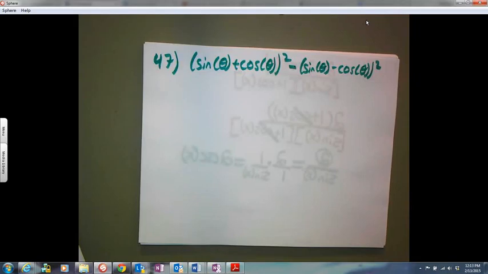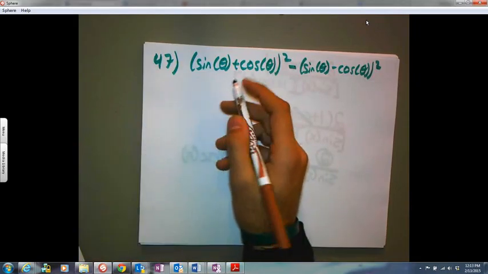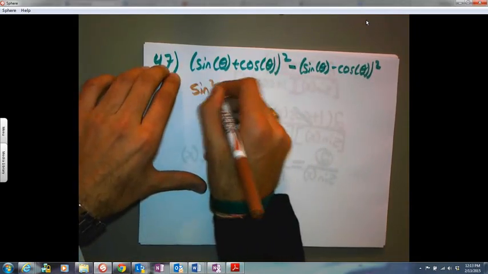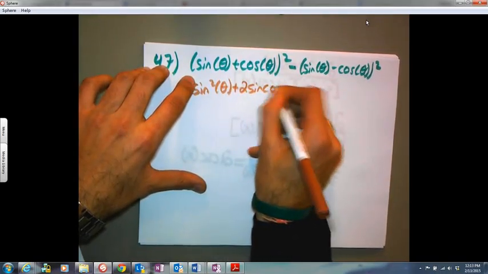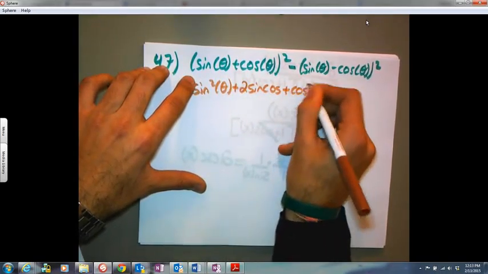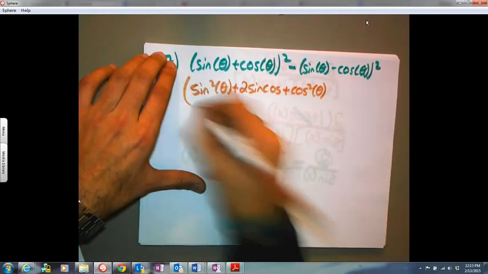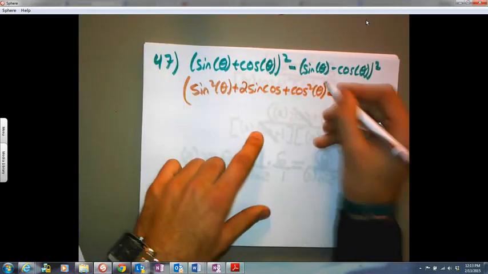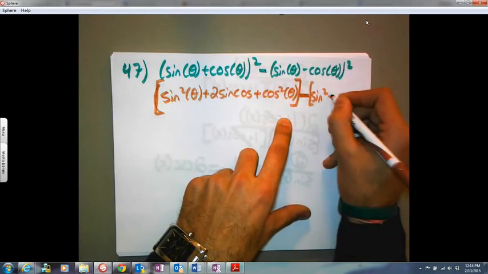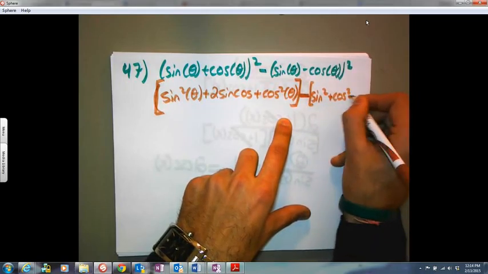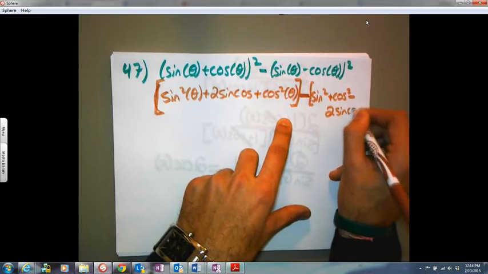Two boxes. The box over here gives me sine squared theta plus 2 sine cos plus cos squared theta, minus, the whole thing is minus, I'll put a big bracket here, minus this with the box: sine squared plus cos squared minus 2 sine cos.